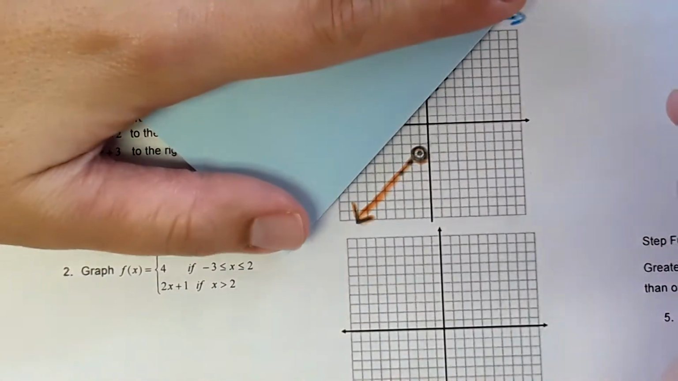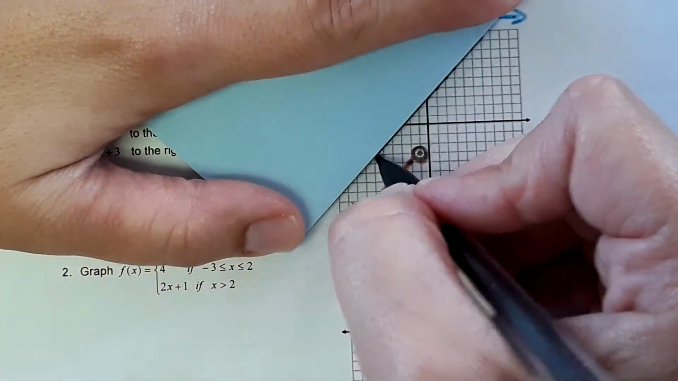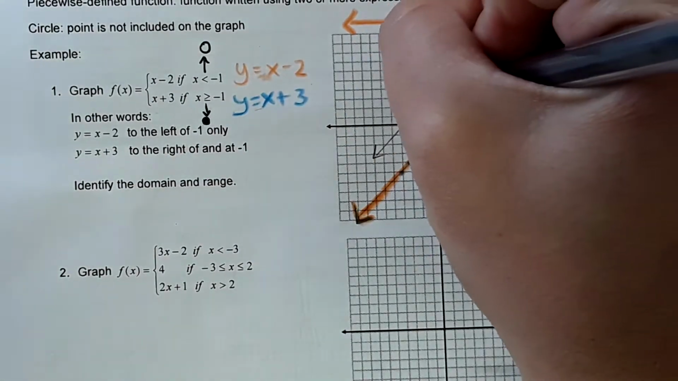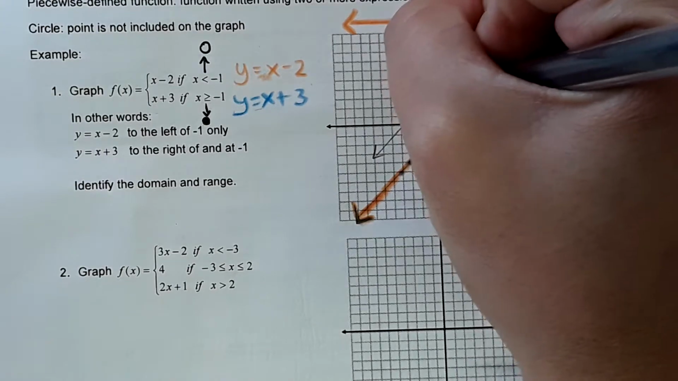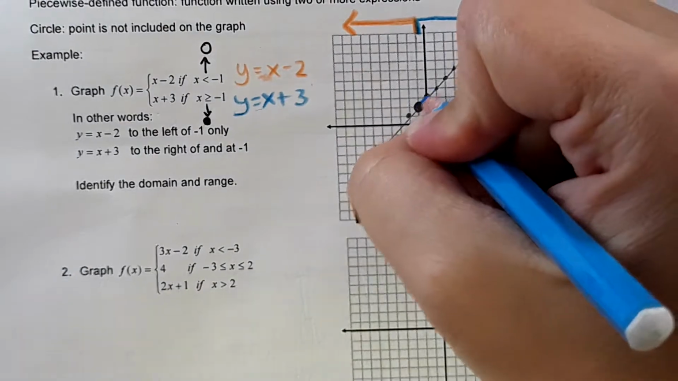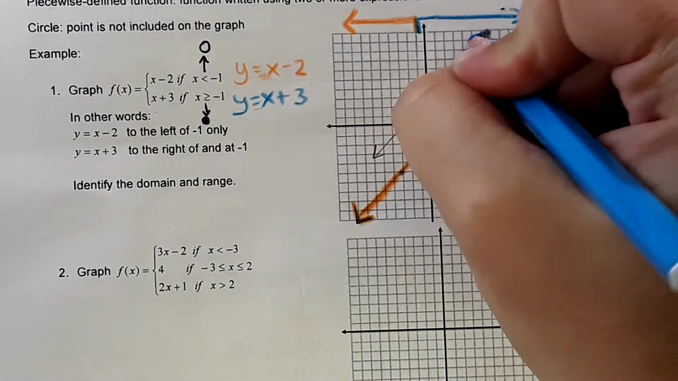Then I am graphing my line very lightly because I'm going to have to erase part of it. And x has to be equal to or greater than -1. So at -1, I'm doing a solid dot, closed dot, and then it's for all the x values greater than -1. So it goes this way.